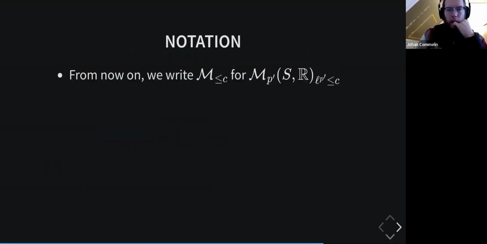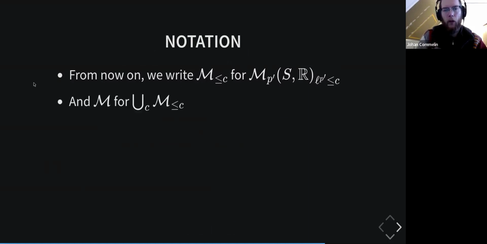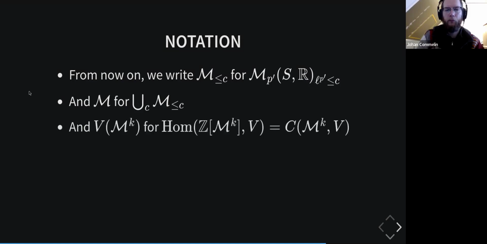And so we have these spaces of p-prime Radon measures bounded by c, and this is still an enormous amount of notation, so we're just going to abbreviate it to M at most c. Good. And we'll just write M for the union of all those balls of radius c. So this is the entire space of p-prime Radon measures, and it's a union of balls of radius c. And then we had to compute Ext groups between M and V.